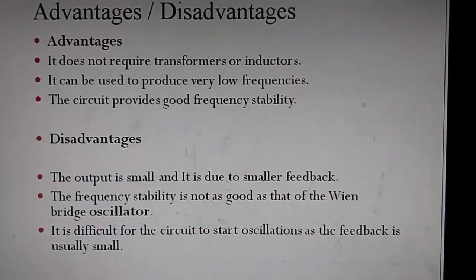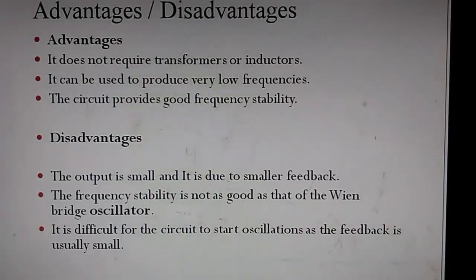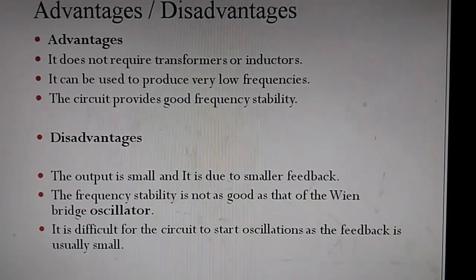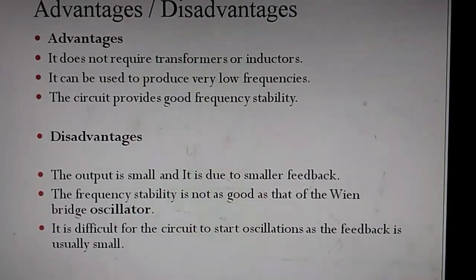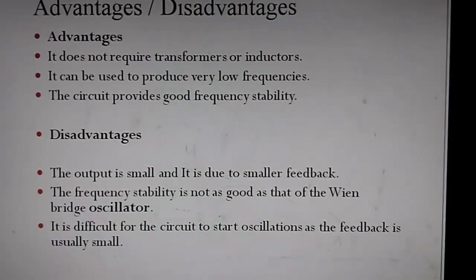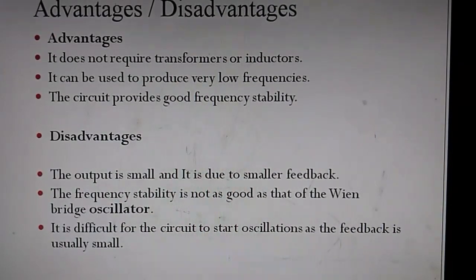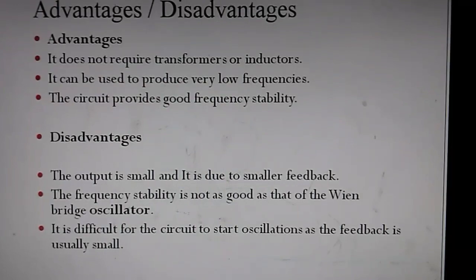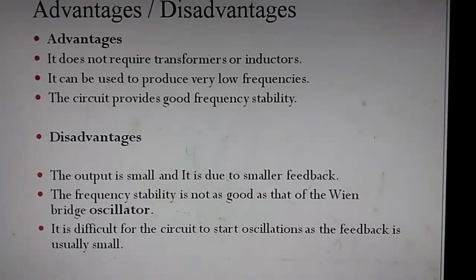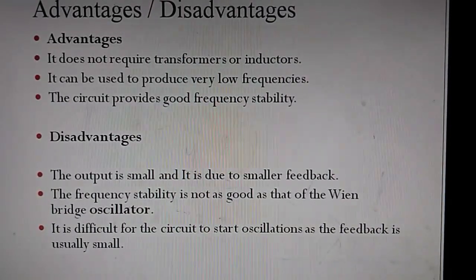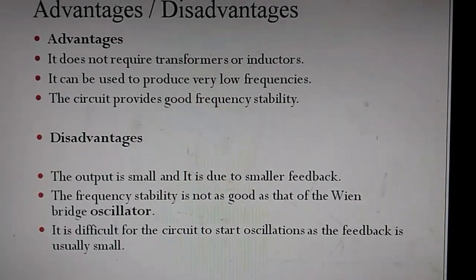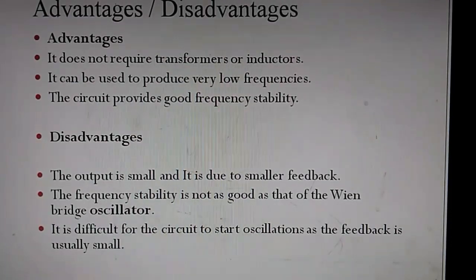The advantages of RC phase shift oscillators are that they do not require transformers or inductors. In lesser space it is possible to implement this circuit. It can be used to produce very low frequencies, towards audio frequency, 20 hertz to 20 kilohertz. The circuit provides good frequency stability in this range only, but higher frequency is not possible. For RF frequency it is not suitable.